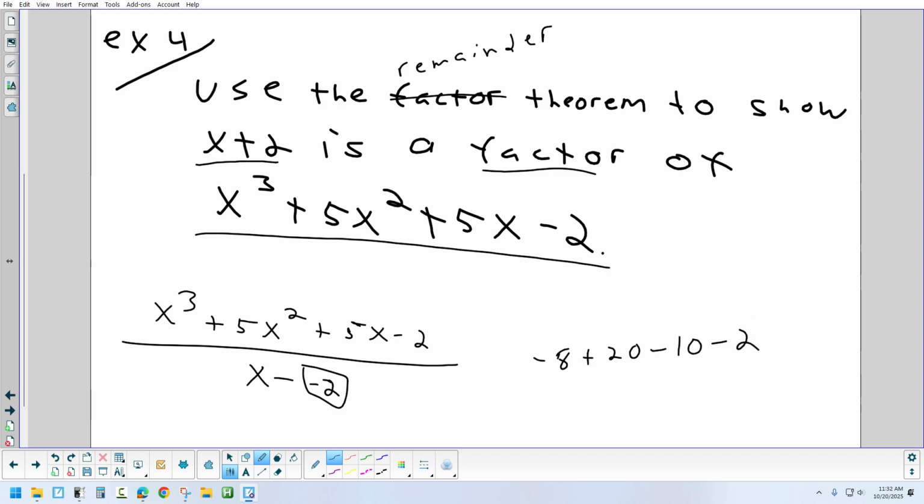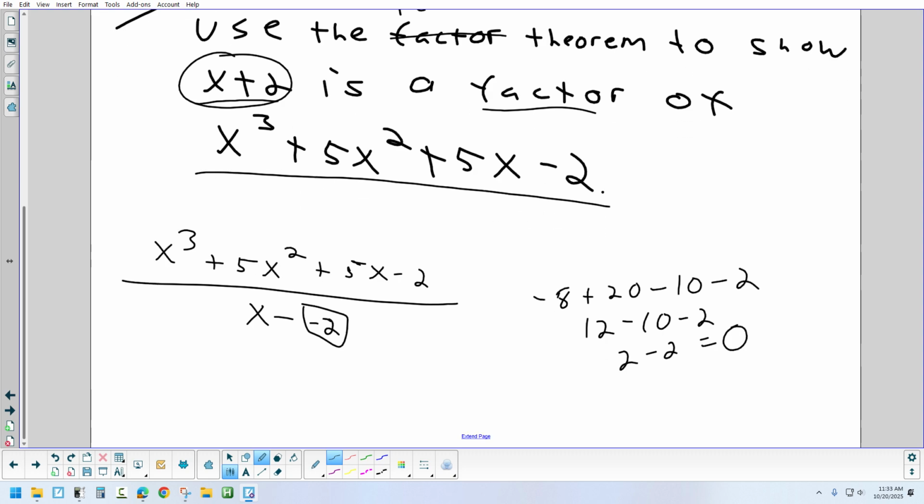All right, let's simplify that and see what happens. -8 plus 20 gives me 12. And 12 minus 10? 2. And 2 minus 2? 0. Okay, so I got a remainder of 0. What does that mean about x plus 2? It's a factor. It's a factor, yeah. So x plus 2 is a factor.